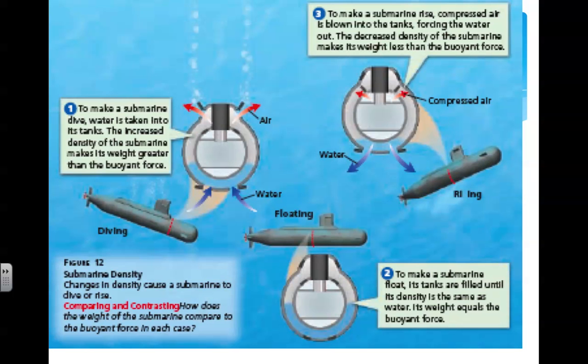Picture 3 on the upper right illustrates how to make a submarine rise. Compressed air is blown into tanks, forcing the water out. This decreases the density of the submarine and makes it weigh less than the buoyant force.